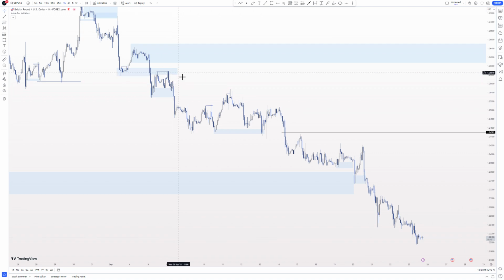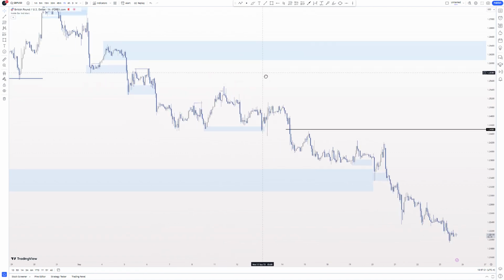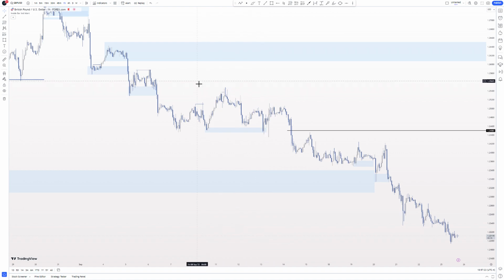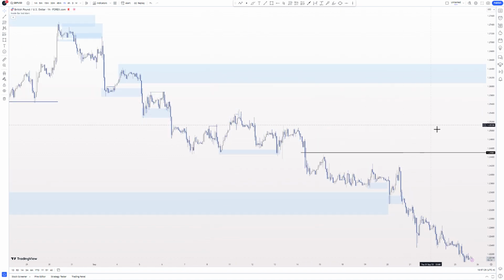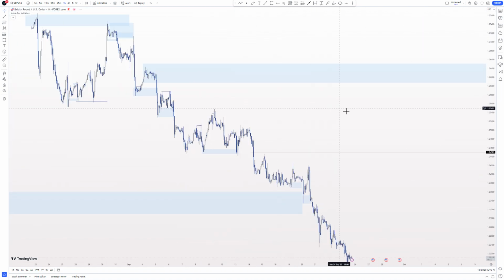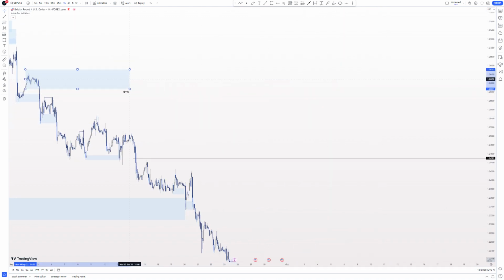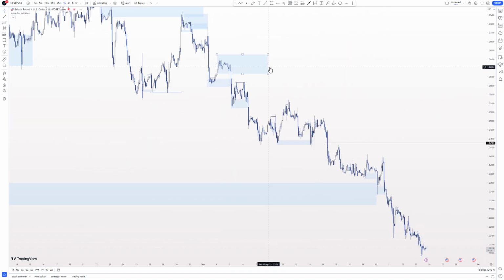You see how demand has been failing. So now I'm going to mark out the kind of entries that we are looking for. In a market where demand is failing, we are looking out for supply zones, because definitely the supply zones are going to be holding.